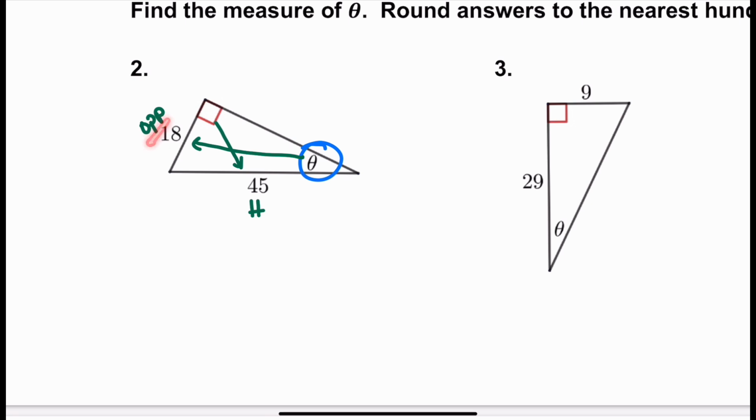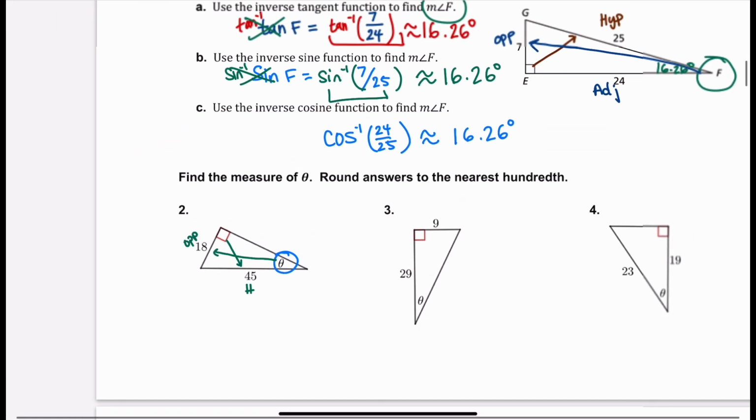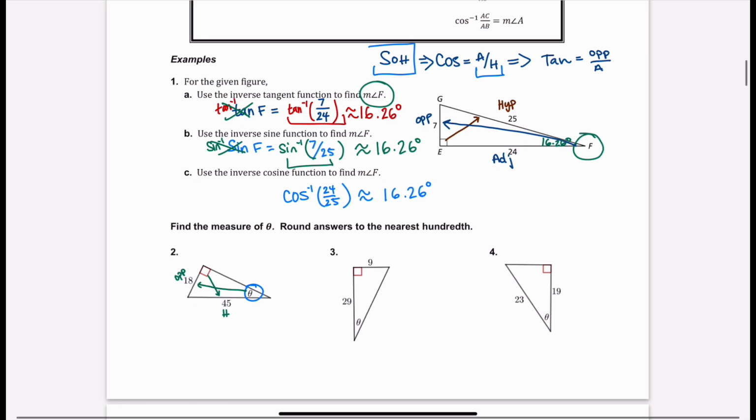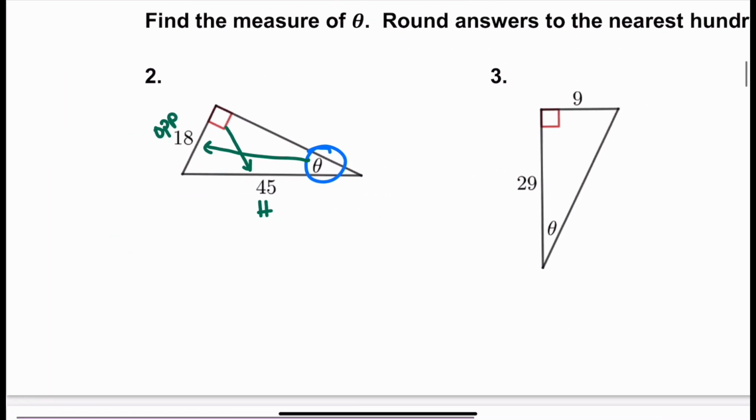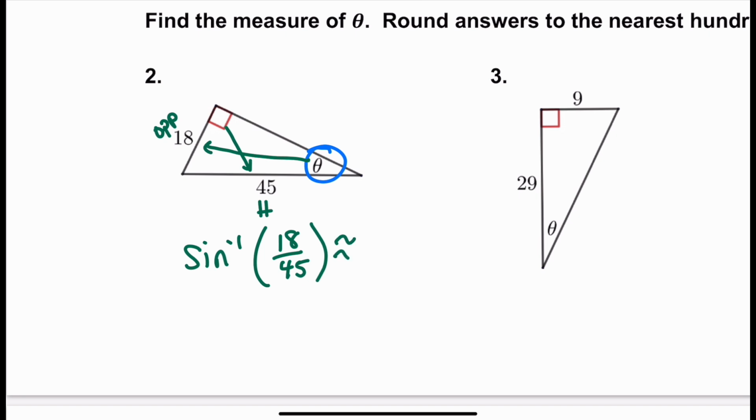We have something on opposite and hypotenuse. So if I look at SOHCAHTOA, opposite and hypotenuse is sine. So I'm going to use the inverse sine of opposite, 18 over 45, and that will give us our angle.